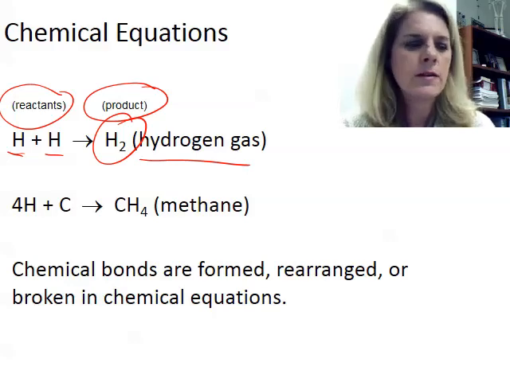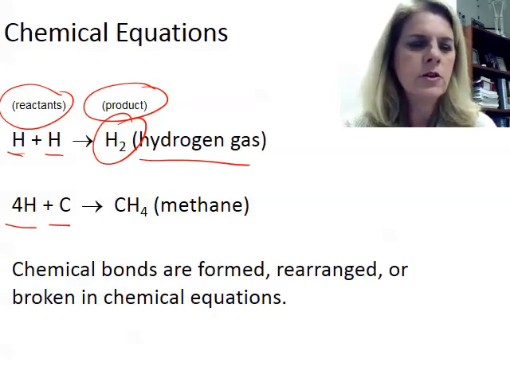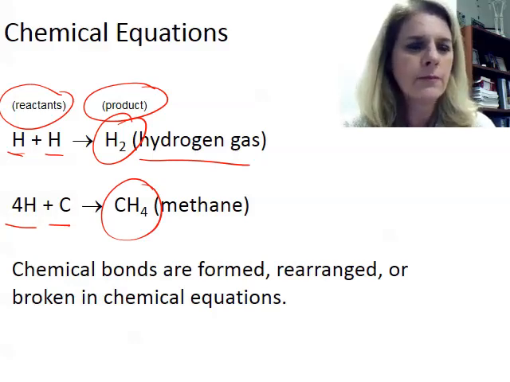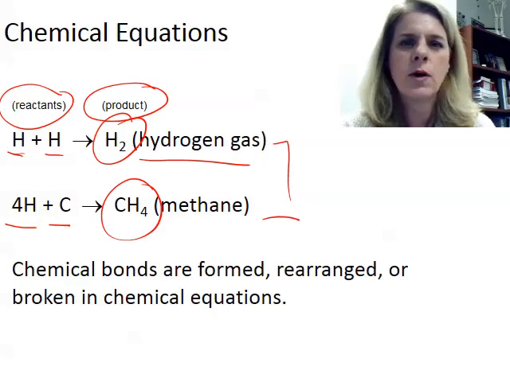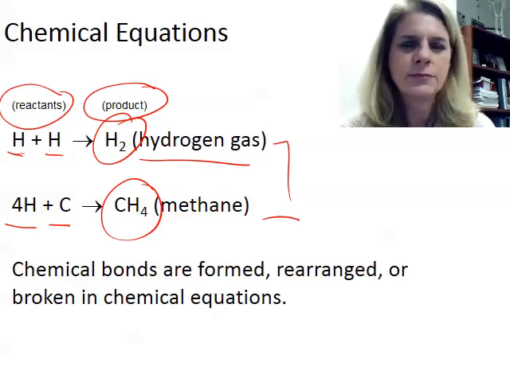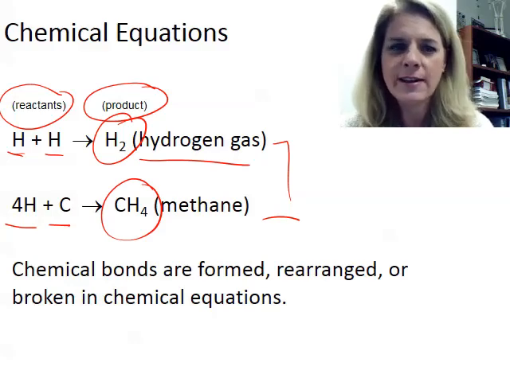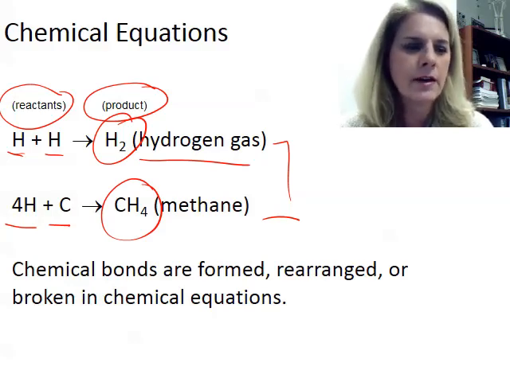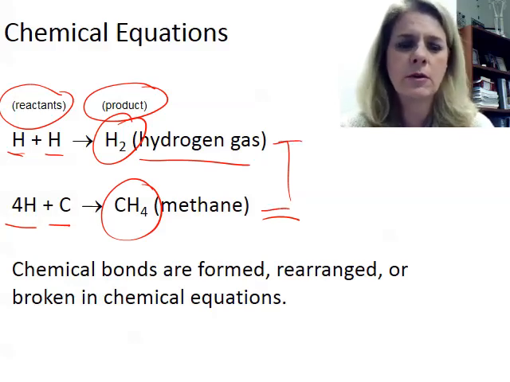Another example would be 4 hydrogens plus carbon. You get CH4, which is methane gas. This would be a compound. We've already talked about some of these before. I'm using the same examples so that hopefully you'll start to have that drilled into your head and remember some of these molecules and compounds. So hydrogen gas and methane are examples of some chemical equations.